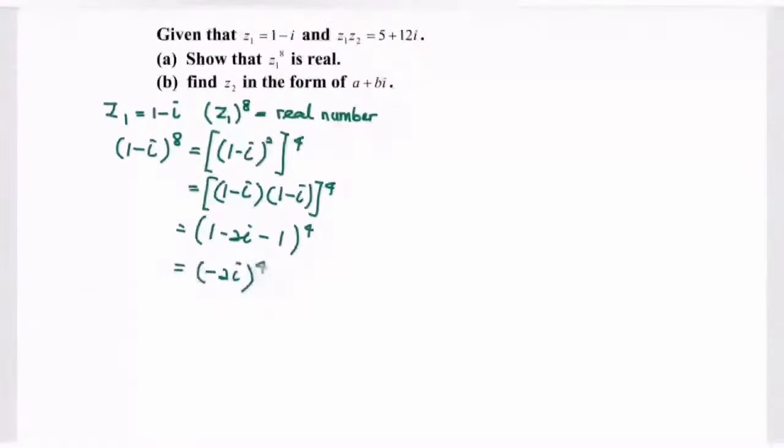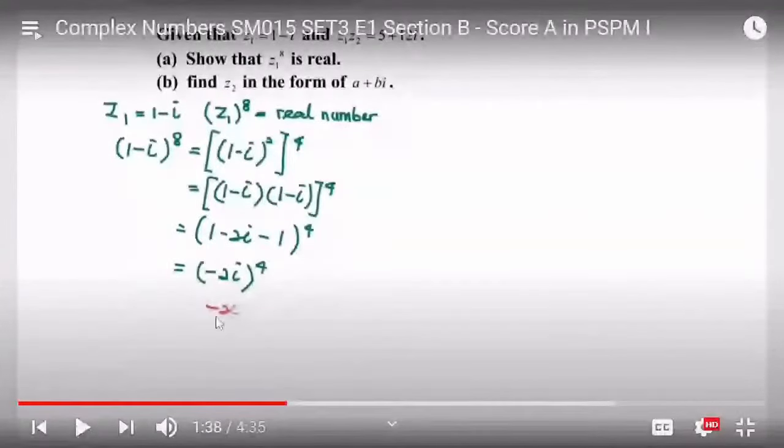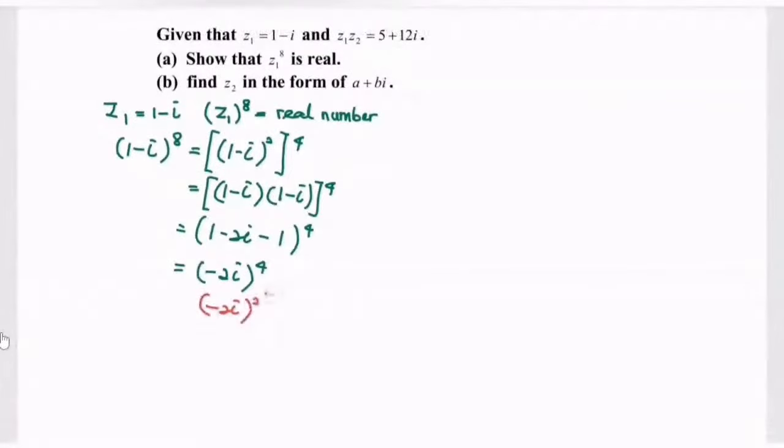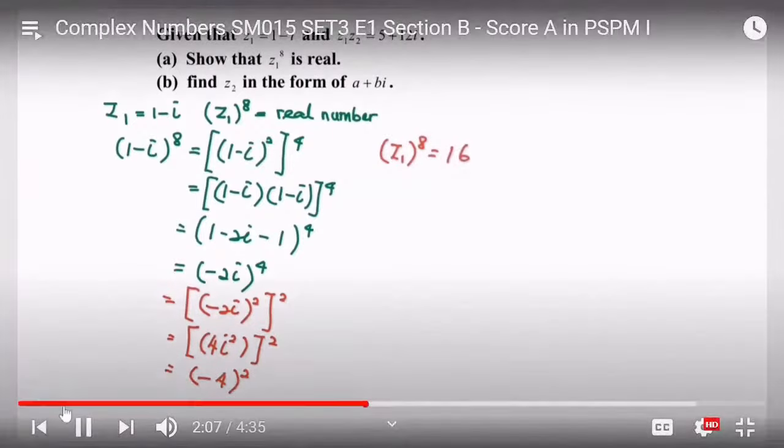Negative 2. Okay, so sekarang kalau you nampak ini, is it getting better? Okay. i bracket square to the power of 2. We will have 4i squared bracket square. So as we all know, the i squared is negative 1. So the answer would be negative 4 power of 2. So finally, z sub 1 power of 8 is equal to 16. Then okay, so z sub 1 power of 8 equals to 16. So what is 16? Is it a real number?